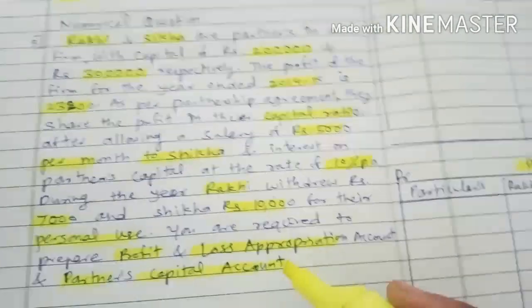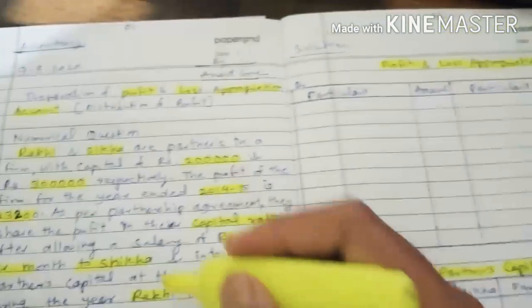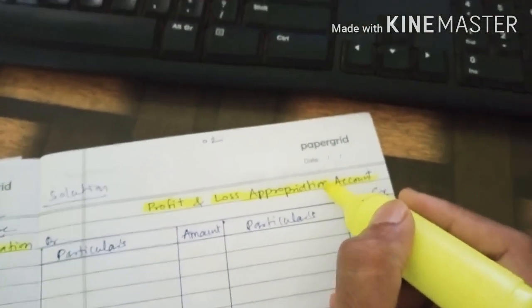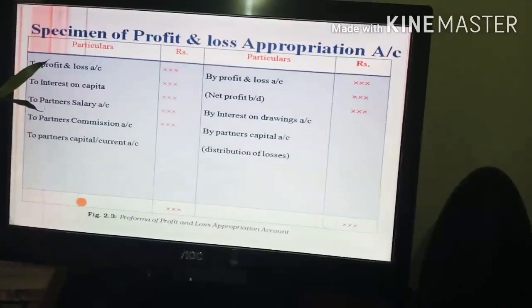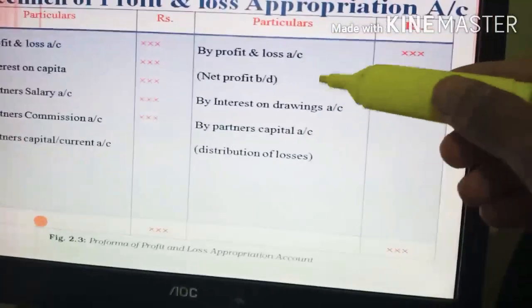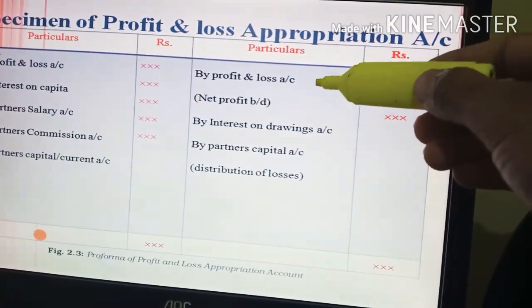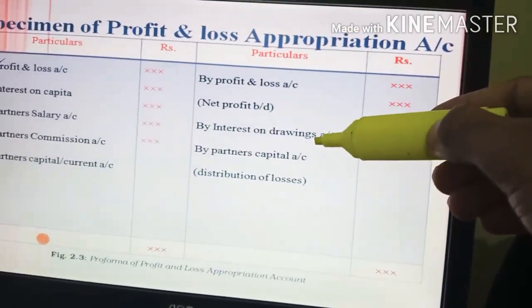So let us see how to solve this. As you know, we have already learned how to prepare the profit and loss appropriation account. Let's see once again. In the profit and loss appropriation account, on the credit side you have to take what? By profit and loss account, that is the net profit of the business. By interest on drawings you have to record on the credit side.